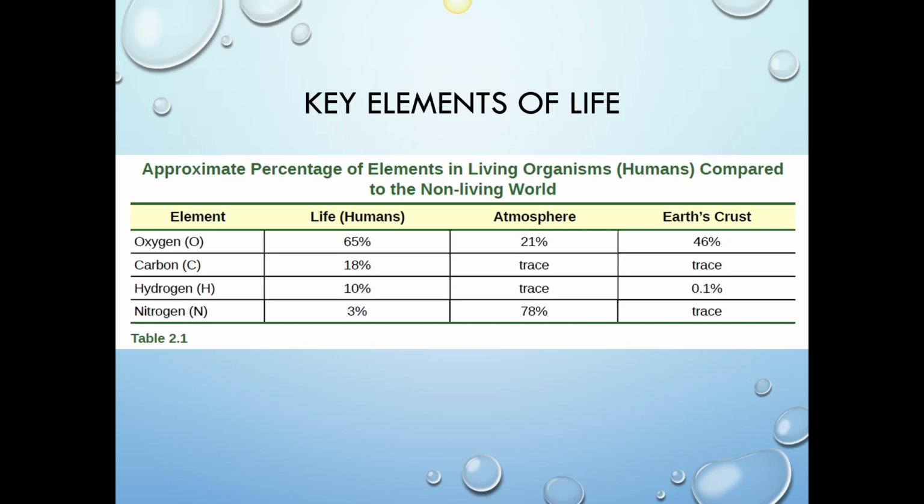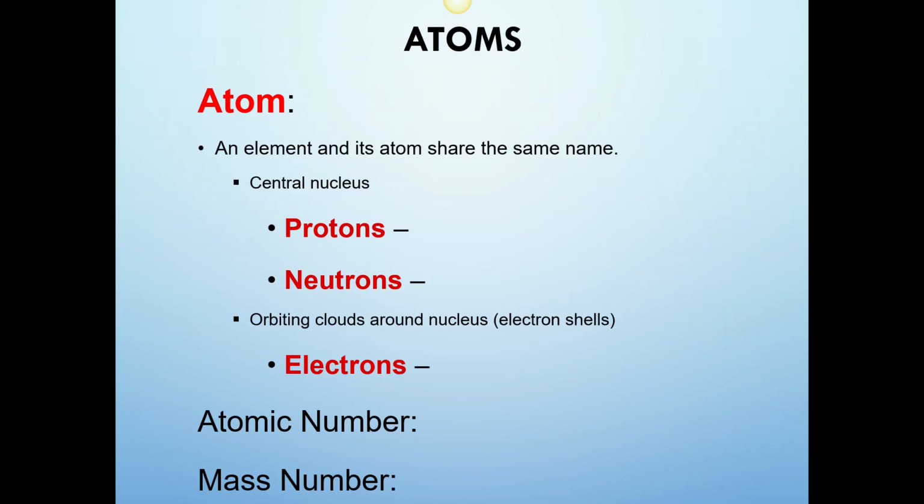The approximate percentage of elements in living organisms is listed below here, compared with the atmosphere and the Earth's crust. We have a lot of oxygen inside of us. Then you see carbon, hydrogen, nitrogen. Those are really the main players of the elements of life. Elements consist of one type of atom. Gold is an example of an element. All of the little tiny particles that make up gold are all of the same atom.